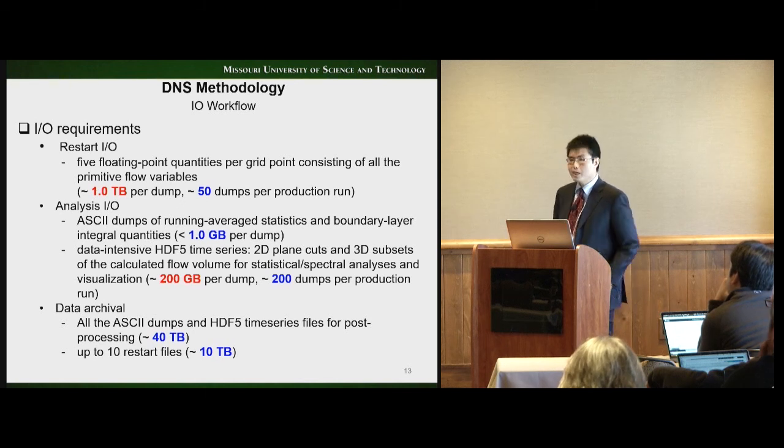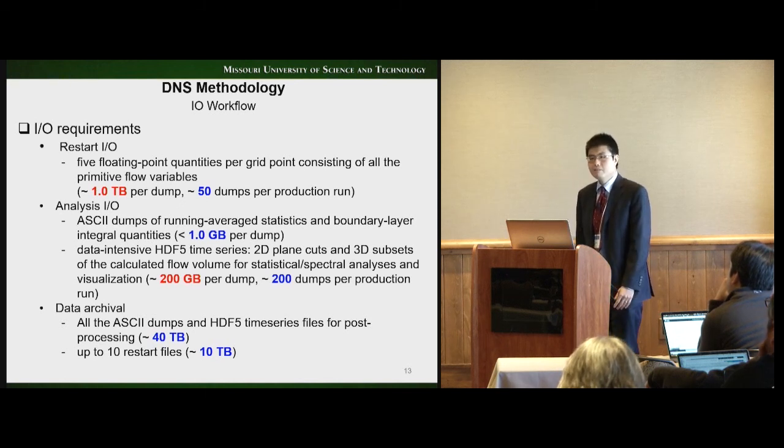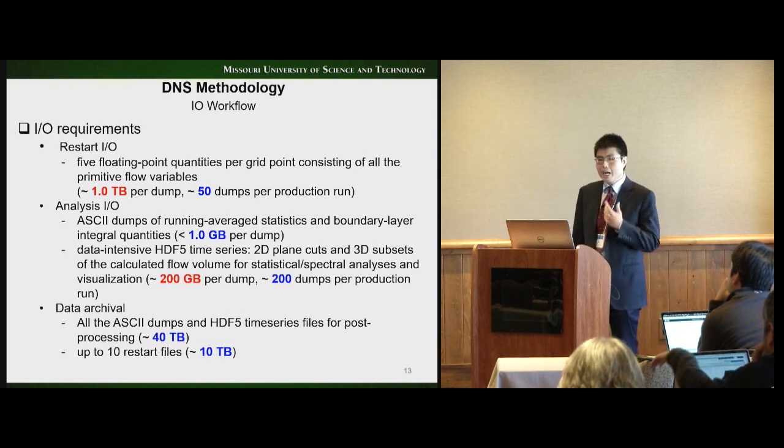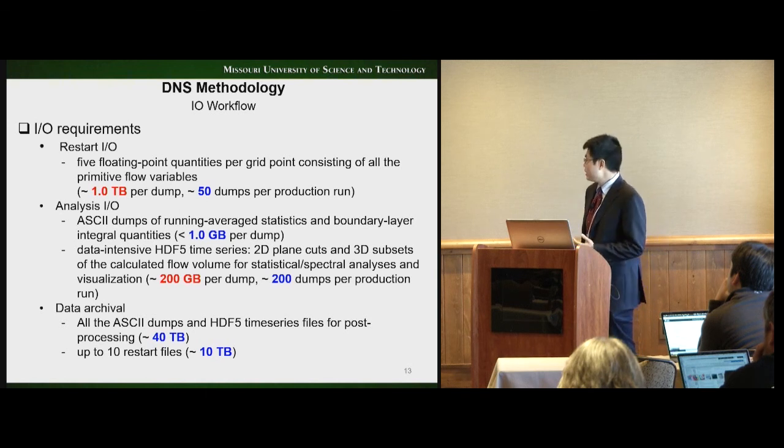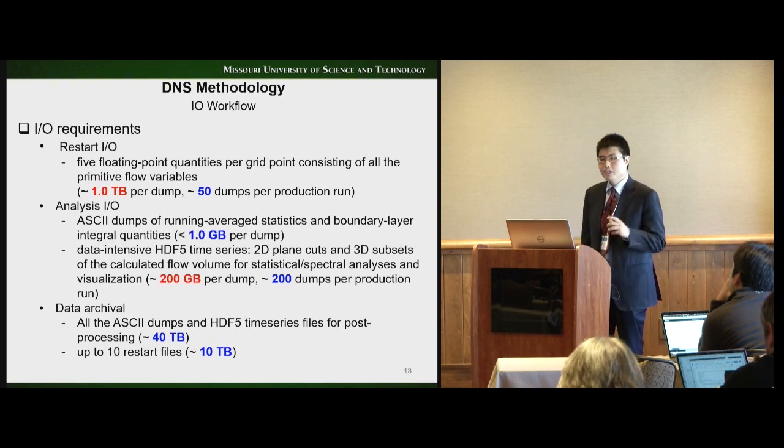In a typical run, we try to keep about 50 such volumes. Okay, and then we also have analysis I/O. Essentially, we do some running averaging to get the flow field so that we can monitor our simulation, and also data intensive time series.